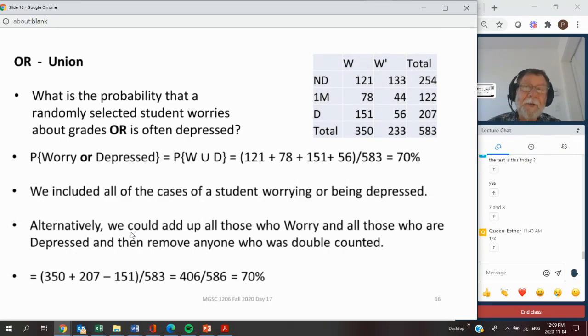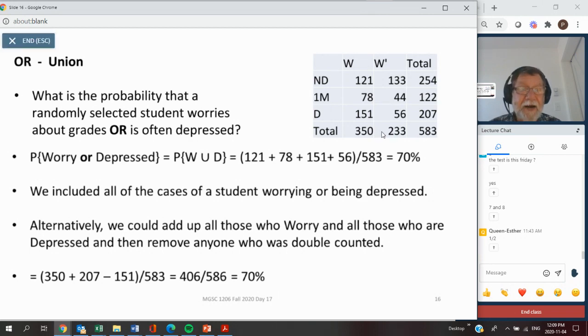What else do we have? Oh, another one. I did before worried and depressed. What about worried or depressed? That one, with sets and Venn diagrams, is called union. And so that represents being in the worried column or the depressed row. Okay? So it's this column or that row, not and. And so you could just add them up. 121, 78, 151, and 56. Divide it all by 583. You get your answer out. You get 70%. Good.